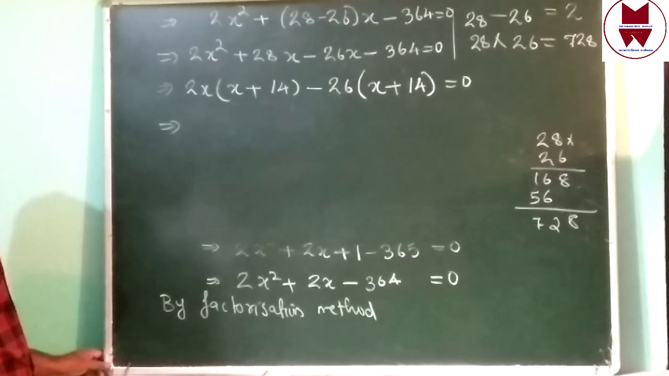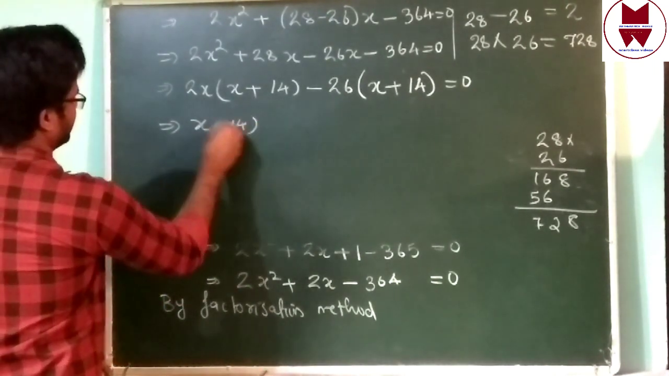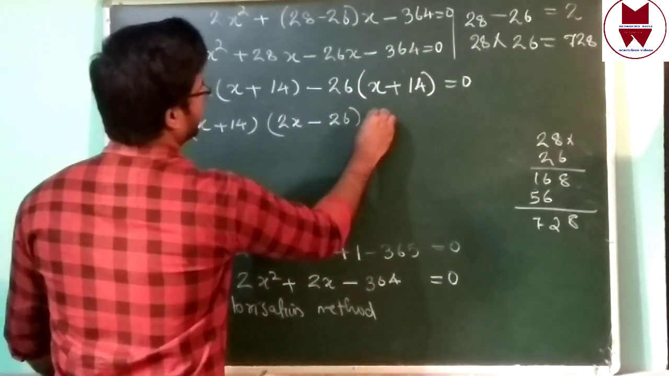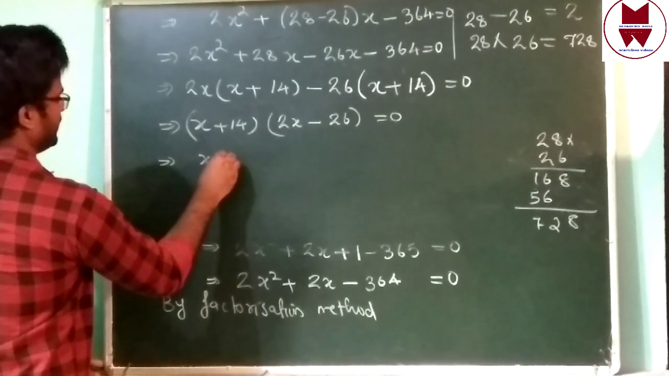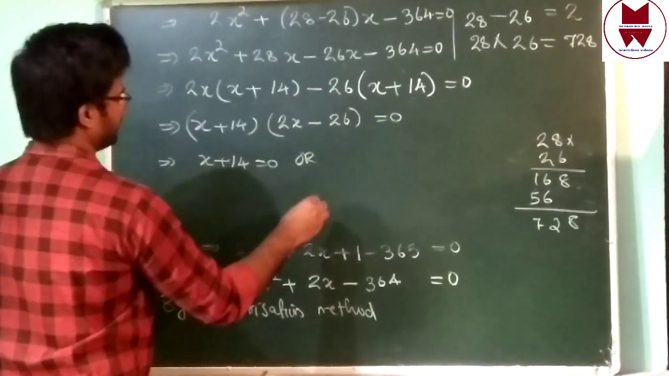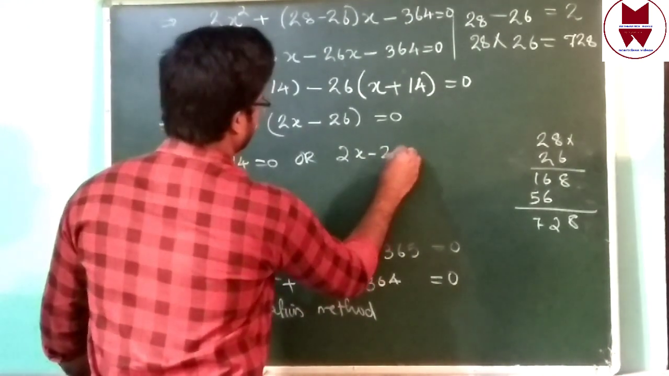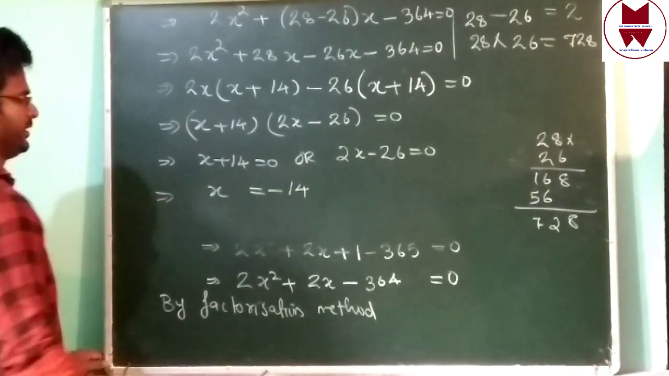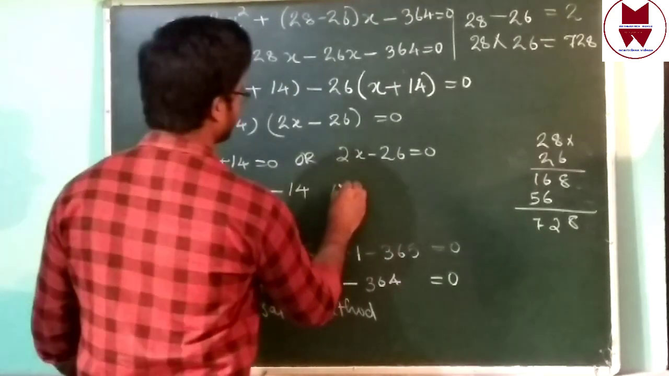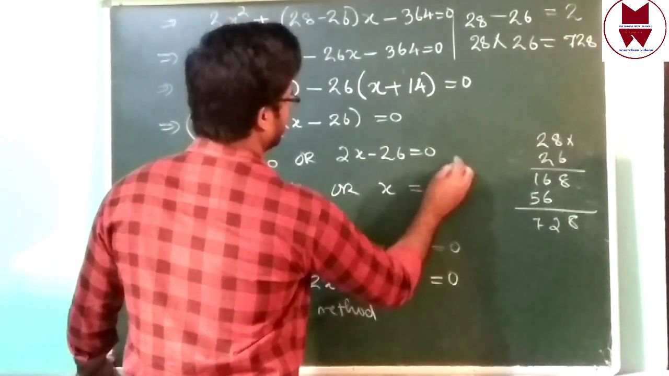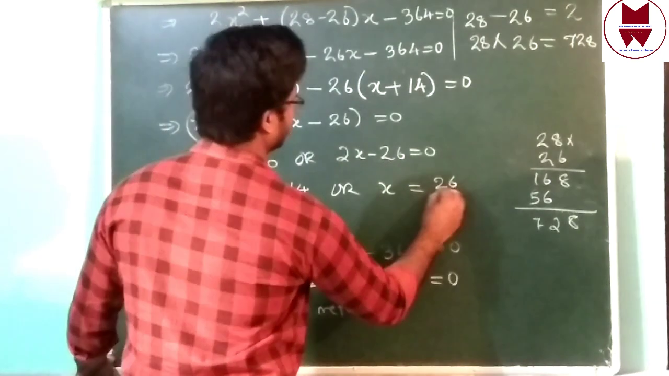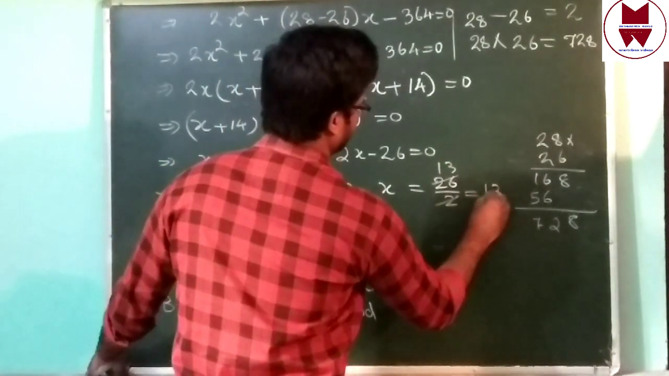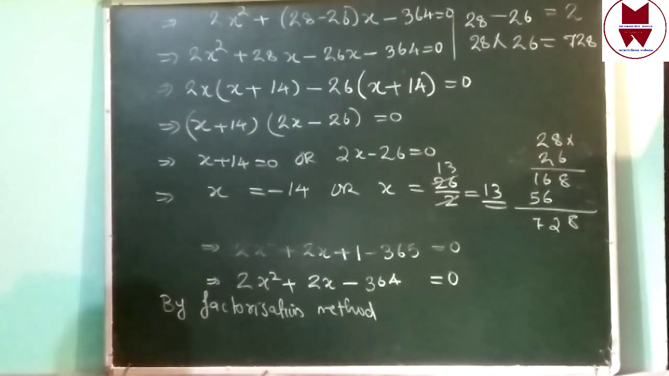All total, what is common? X plus 14. Then remaining 2x minus 26 equal to 0. X plus 14 equal to 0, or 2x minus 26 equal to 0. X equal to minus 14, plus 14 become minus 14. Or x equal to, this minus 26 bring to right side, plus 26. 2 also bring to right side, that will be divided by 2, equal to 13. We got x equal to 13.